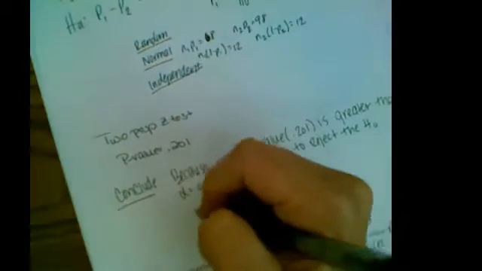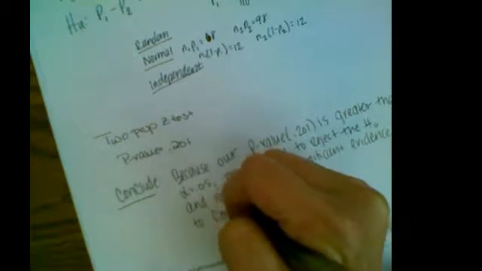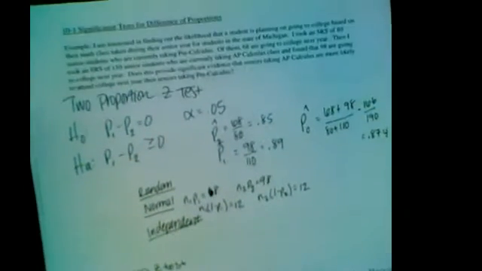Because our p-value is greater than alpha, we will fail to reject the null, and we do not have significant evidence to conclude. Now you're going to conclude the Ha in context. So we do not have significant evidence to conclude that. Now on our notes yesterday, we did the opposite of what I have here.